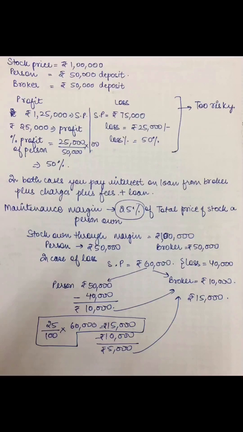So there is a loss of 50,000. So the person has not only to bear the loss of 50,000, he has to give the maintenance margin, that is 12,500, to the broker, and the rest of the amount also has to be given later on, plus the fees and the charges. So this is all about margin calls, and thank you.